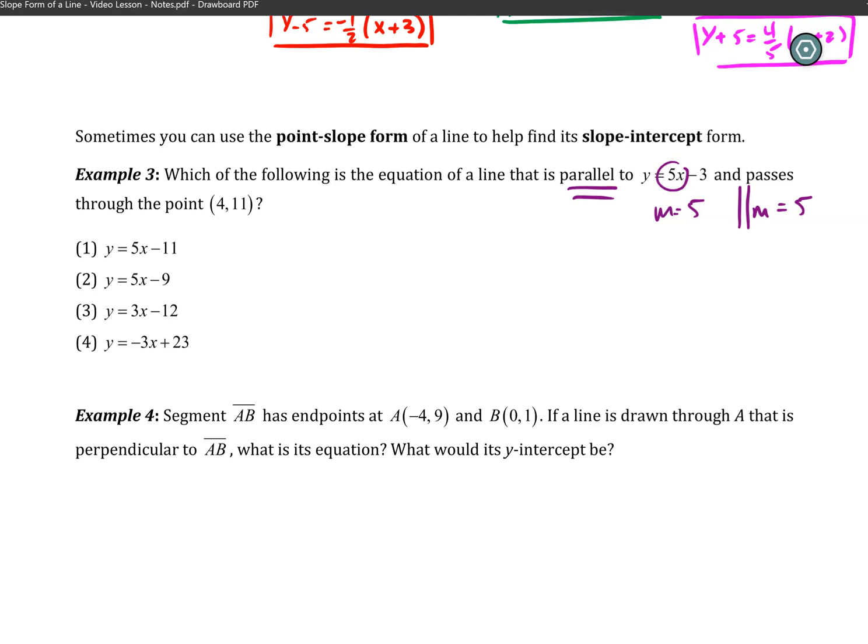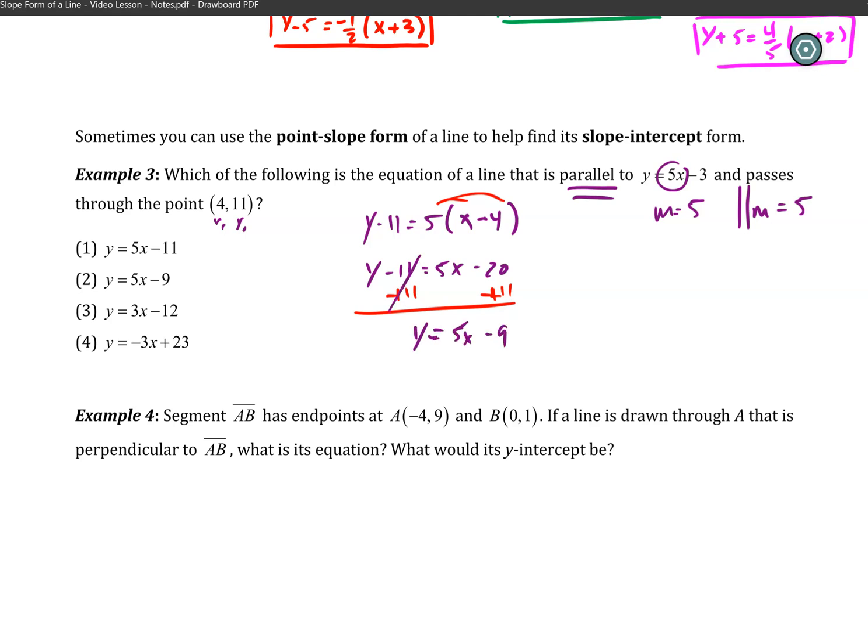So now I have m to be 5, and I have an x1 and a y1, so I can now say that y minus 11 is equal to 5 times x minus 4. So there's the equation of my line, but as you can see, none of my answer choices are in that form. So I can now distribute and simplify this expression into y equals form. That gets me 5x minus 20. If we add the 11 over, that gets us y is equal to 5x minus 9, and that would be choice 2.